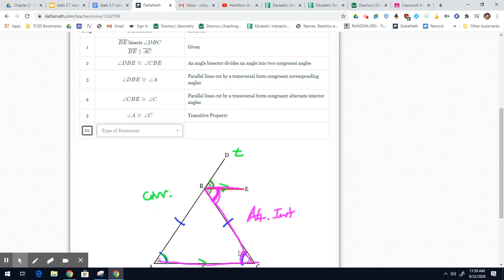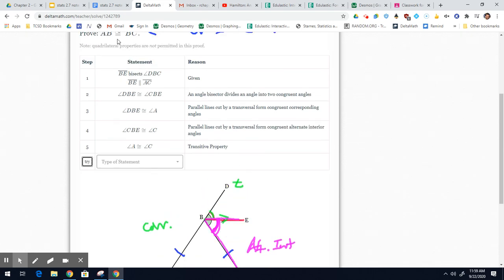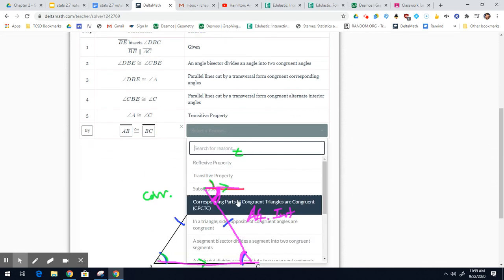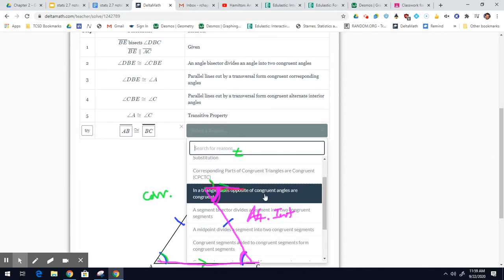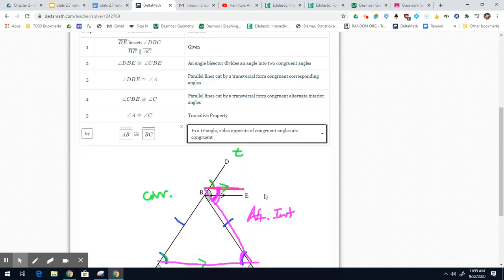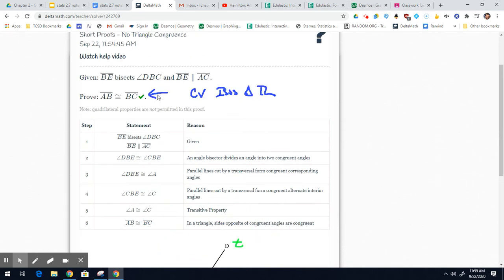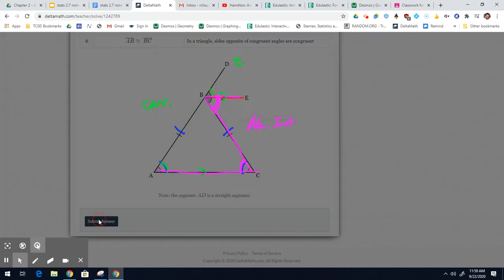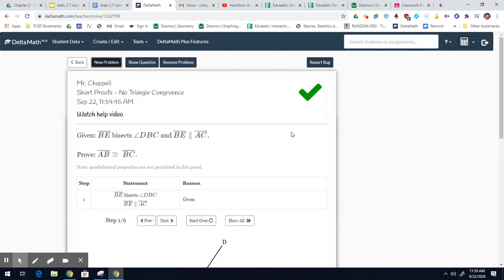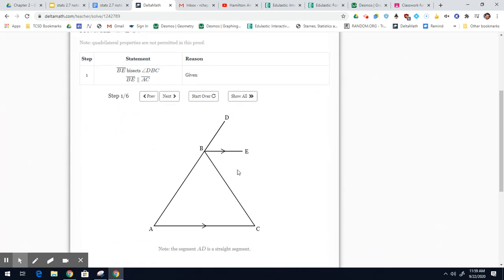And now, because angle A and angle C are congruent, yes, I know that segments AB and BC are congruent. I know that segment AB and BC are congruent because of the isosceles triangle theorem. In a triangle, sides opposite congruent angles are congruent. That's the isosceles triangle theorem. Boom. Green check mark. Submit that. Oh yeah, love me some green check mark.